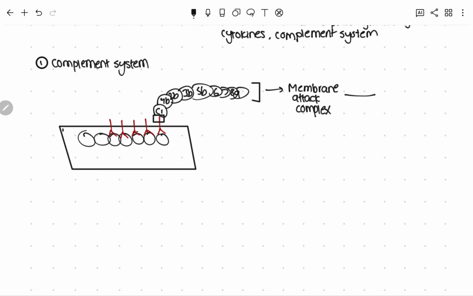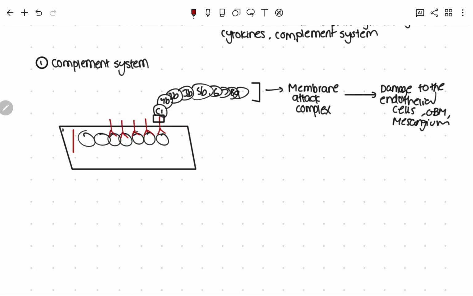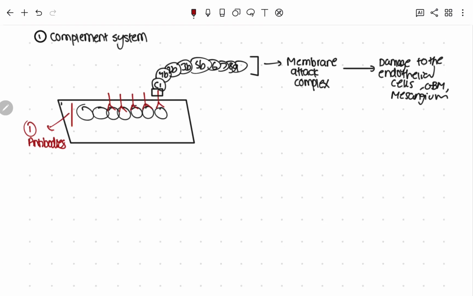And this membrane attack complex will then result in damage to the endothelial cells, to the glomerular basement membrane, and to the mesangium. Once again, this is classified as a secondary mechanism because the primary mechanism of damage in this case was when you had your antibodies depositing against structures that are found intrinsically in the kidney.